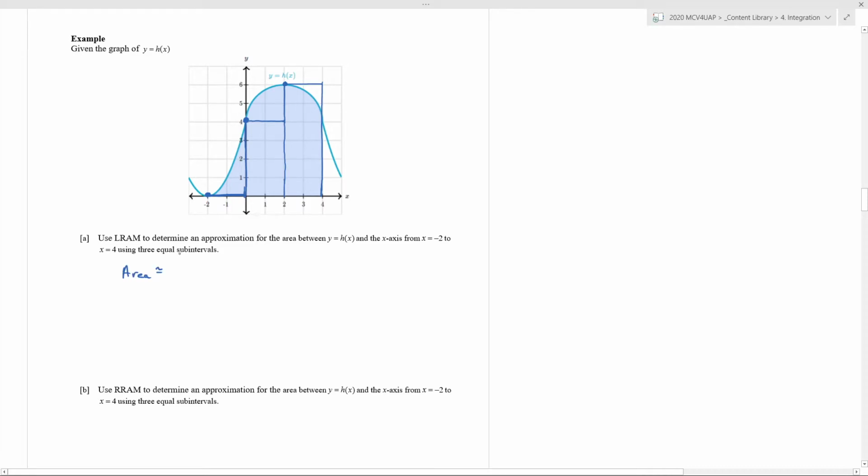so your area is going to be the area of rectangle 1 plus the area of rectangle 2 plus the area of rectangle 3. The first one is 0. The next one is 4 times 2. And the last one is 6 times 2. So that's approximately equal to 8 plus 12, which is 20. That's for LRAM.